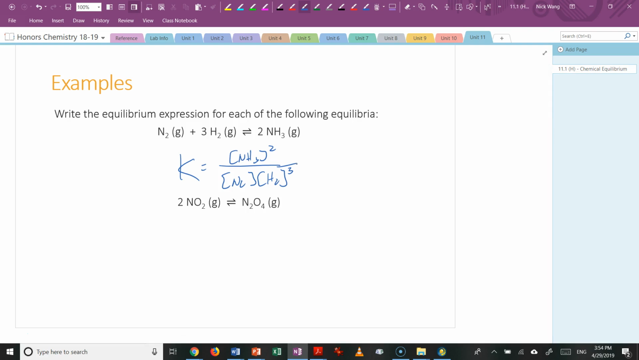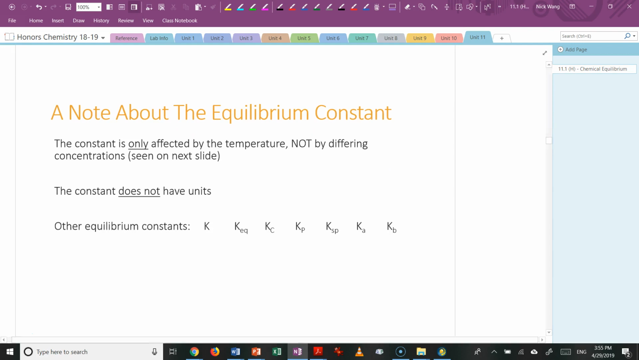All right, what about this guy right here at the bottom? So here we go. K is equal to N2O4 raised to the first power, coefficient of 1, divided by NO2's concentration. That's supposed to be a 2. Let's get rid of that. And that's going to be squared, just like that. Now, this idea about the equilibrium constant, first of all, this value is actually going to be affected by the temperature, but never by differing concentrations, which we'll talk about in the next slide in a little bit.